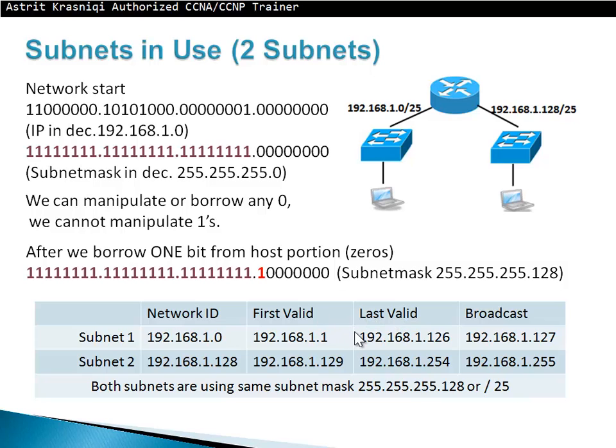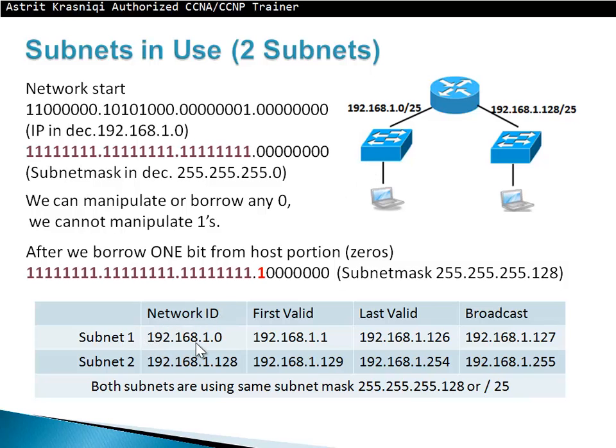Everything in the middle is all valid. And then we have a broadcast address. Broadcast address means everybody on that network that you can talk to. So for example, if you look at this network, 192.168.1.0/25, broadcast address will mean anybody on that network. If you want to talk, you send a broadcast message.